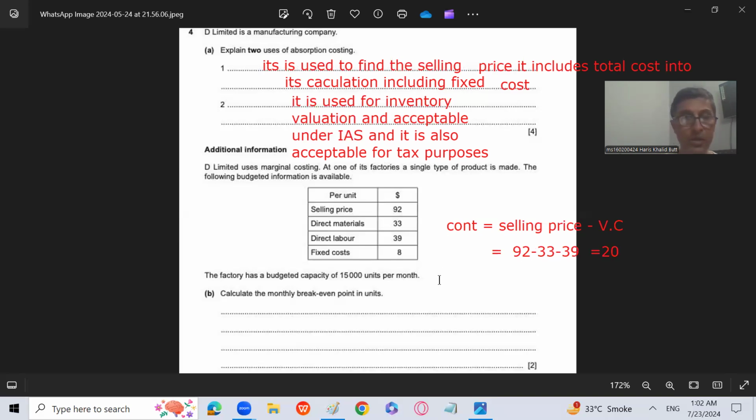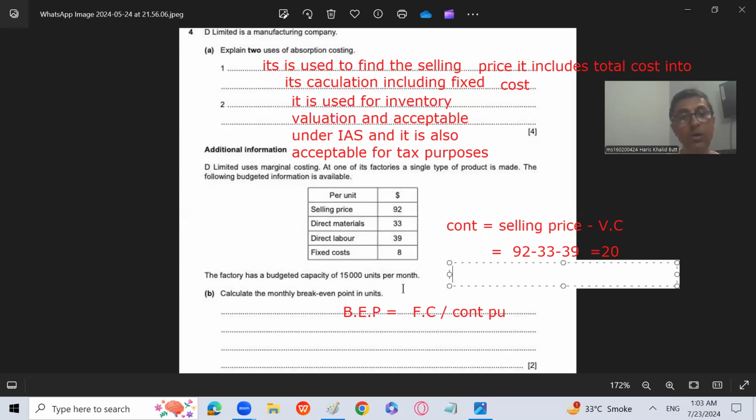Next we want to calculate the fixed cost, because the B part requires us to find the monthly break-even point. Break-even point, I'm using abbreviation but you should not use abbreviation, is equal to total fixed cost divided by contribution per unit. Contribution per unit we have already calculated, selling price minus variable cost, 20. Total fixed cost we have to calculate. Fixed cost per unit is 8 and the budgeted capacity is 15,000 units per month.